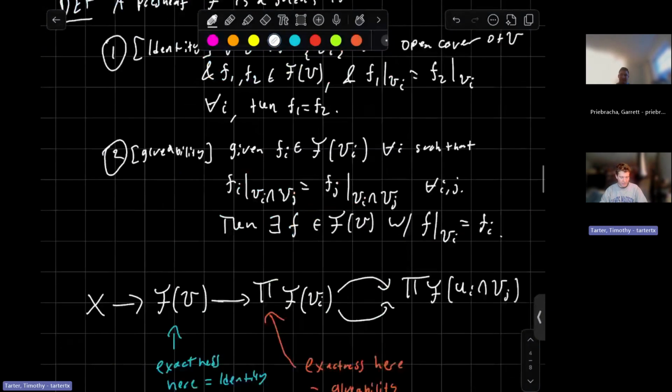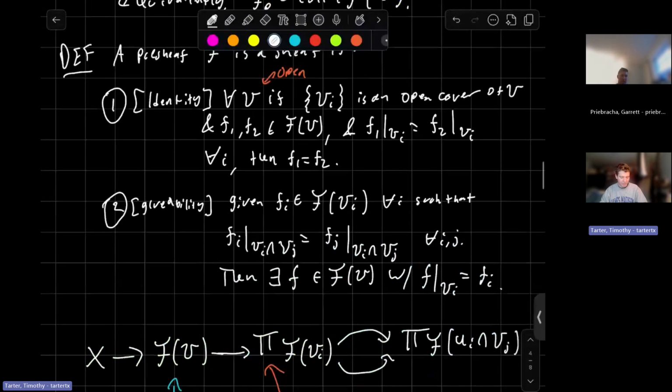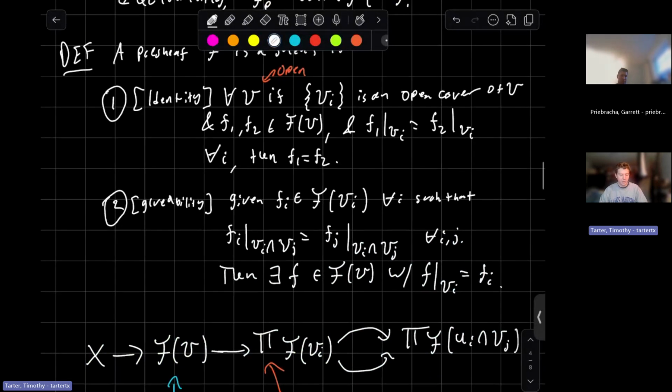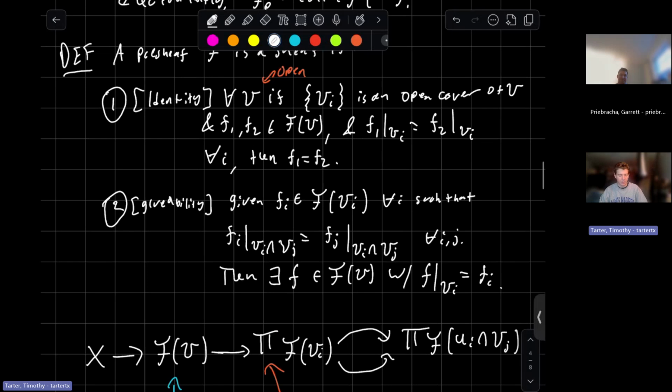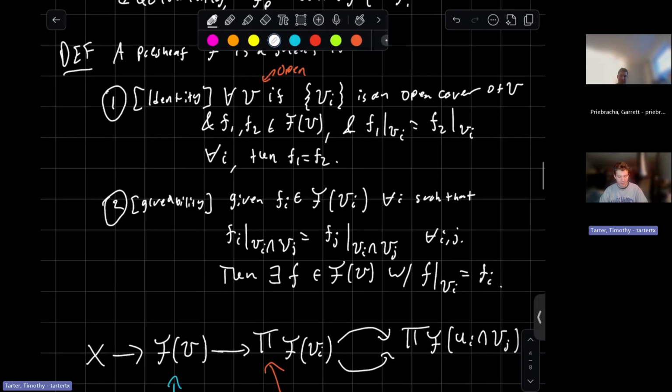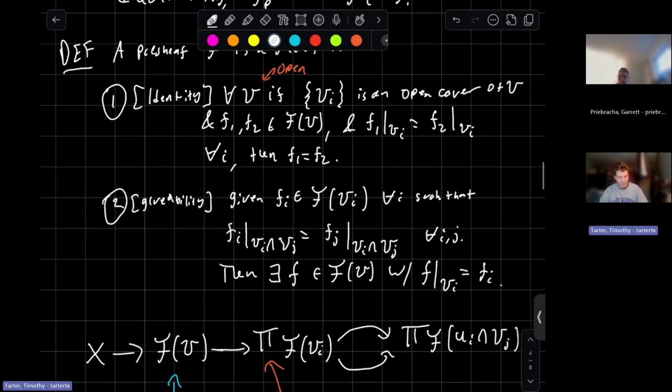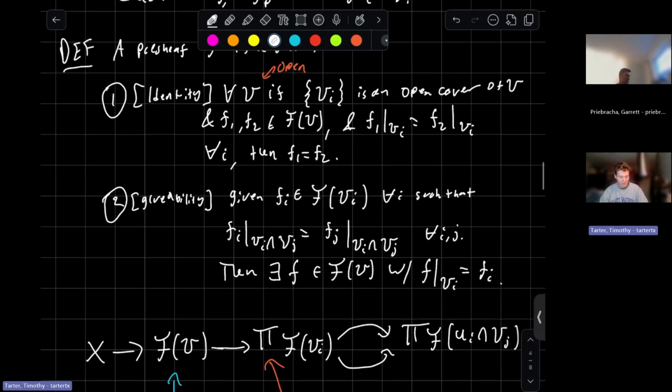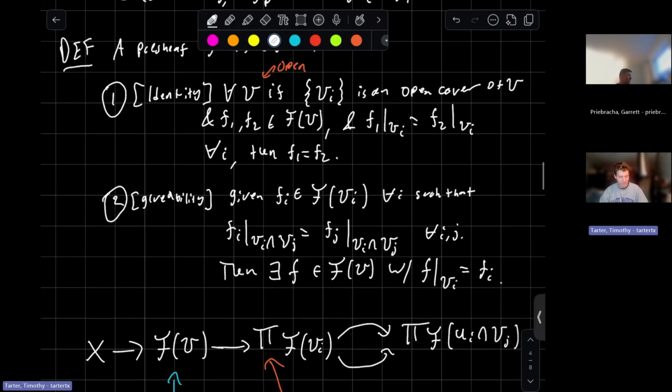So then what else do we need? We need identity and we need gluability. So for every U, if we have an open cover and we have 2 functions in the section, then if the restriction map for a piece of the open cover is the same, then the 2 functions are equal. This one might be tougher.